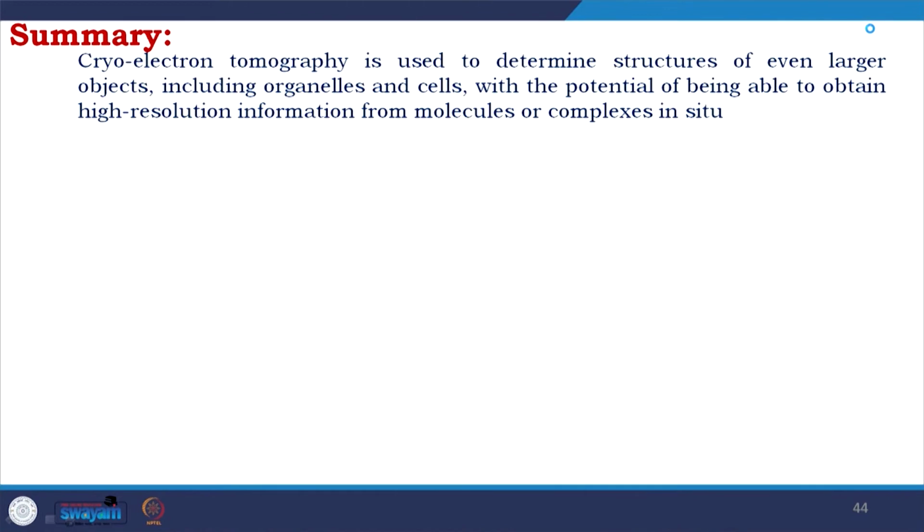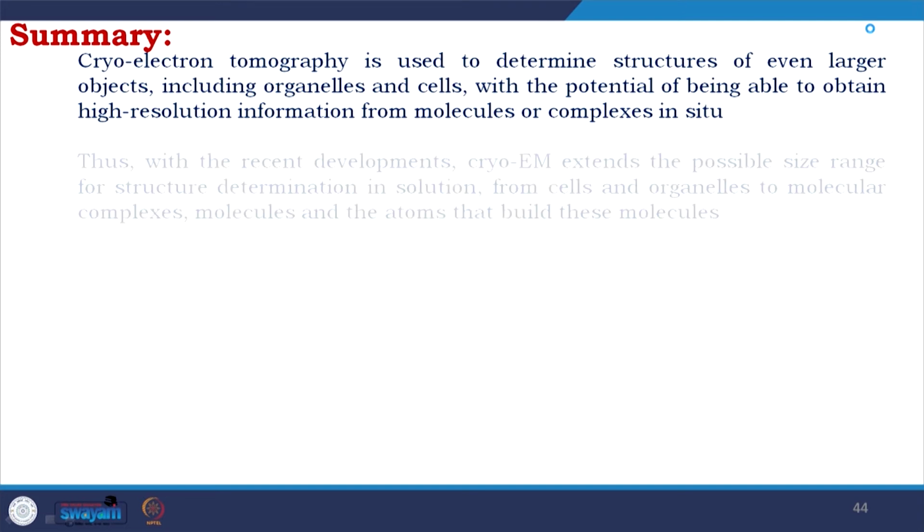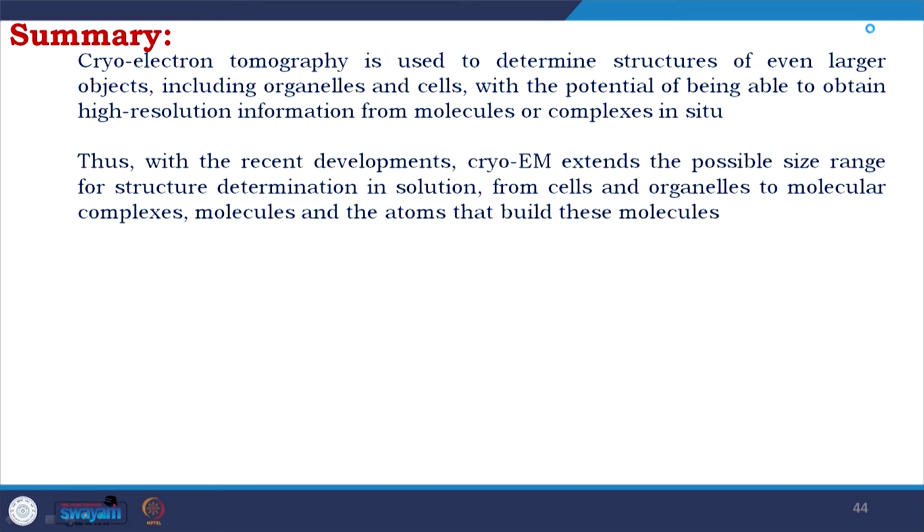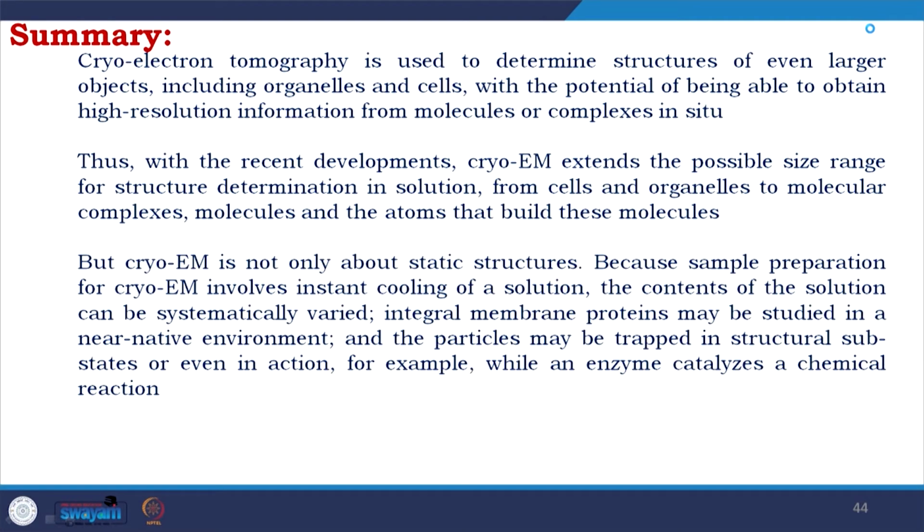X-ray needs crystal, NMR needs very high concentration, none of them are required for cryo-EM. Cryo-electron tomography is used to determine structure of even larger objects, including organelles, cells, with the potential of being able to obtain high resolution information from molecules or complexes in situ. Thus, with the recent development, cryo-EM extends the possible size range of structure determination in solution from cells and organelles to molecular complexes, molecules and the atoms that build these molecules. It is an amazing range it covers.